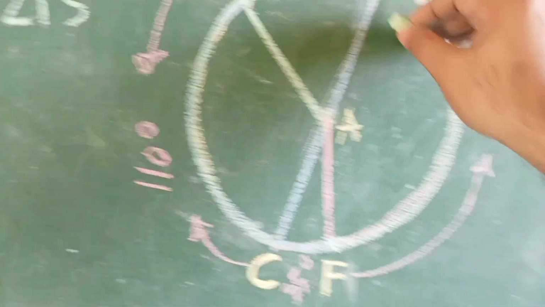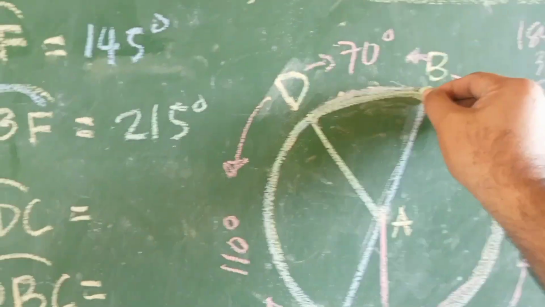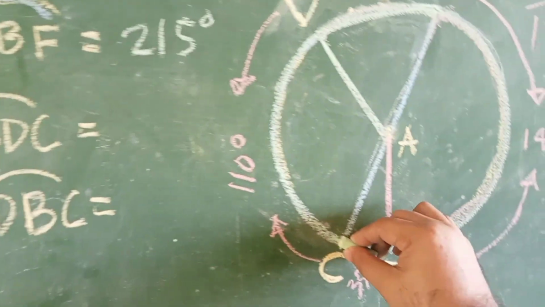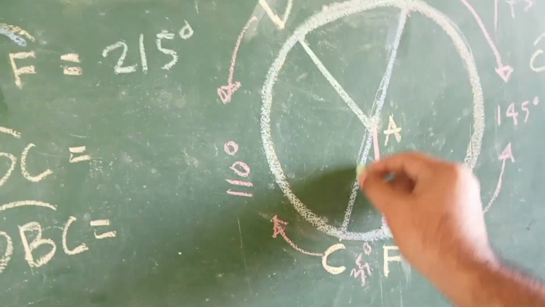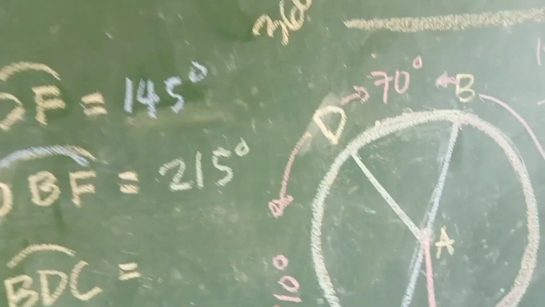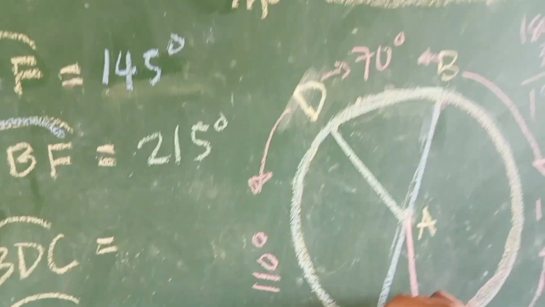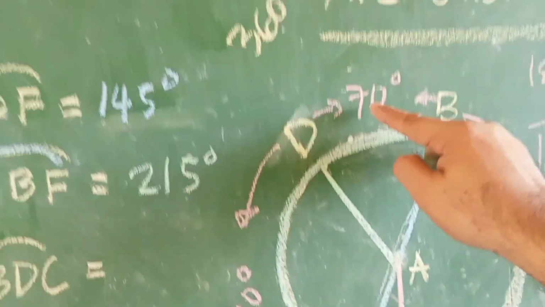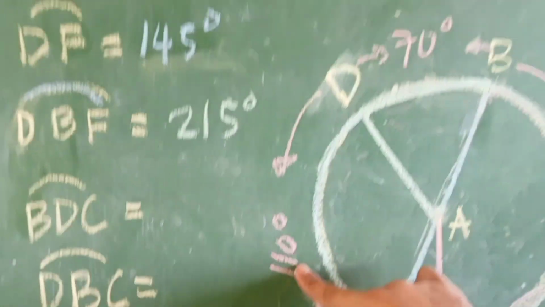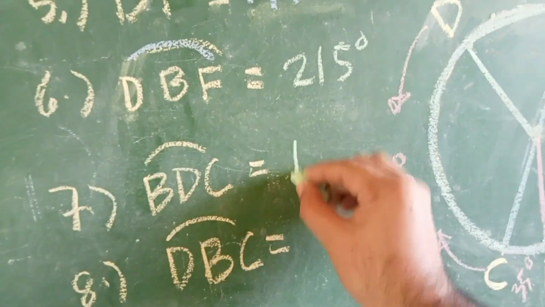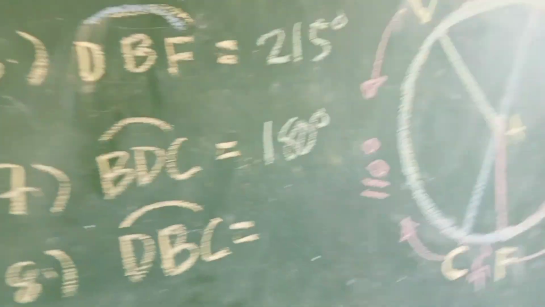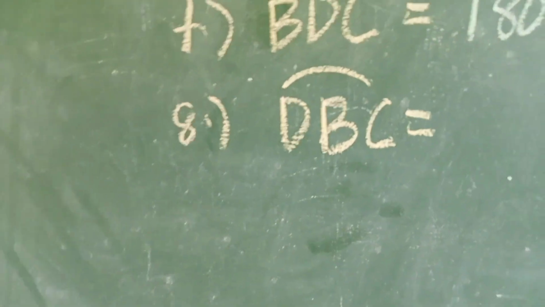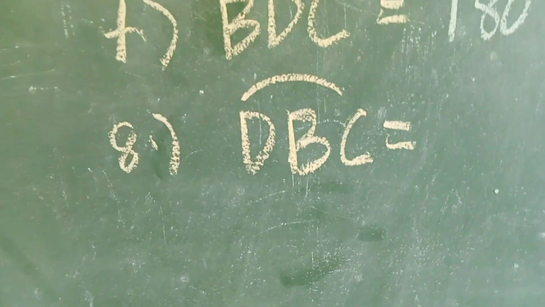How do you describe this arc? From point B passing through D, end up at point C. As you can see, it is exactly half of the circle. That means the exact measurement is 180 degrees, and to check that, you can also do 70 degrees plus 110 degrees, which is exactly 180 degrees.